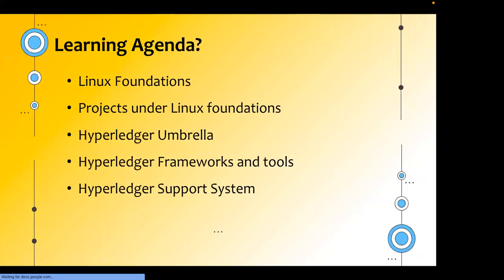Okay. So what we are going to understand is what is the Linux Foundation, what kind of projects are there inside the Linux Foundation, then the Hyperledger Foundation and the list of projects which come under the Hyperledger umbrella, as well as the frameworks and tools. And after that, we'll move into the Hyperledger support system, that is the community section and the documentation. We'll try to complete this as soon as possible, and then we'll move to the core concept of Hyperledger Fabric.